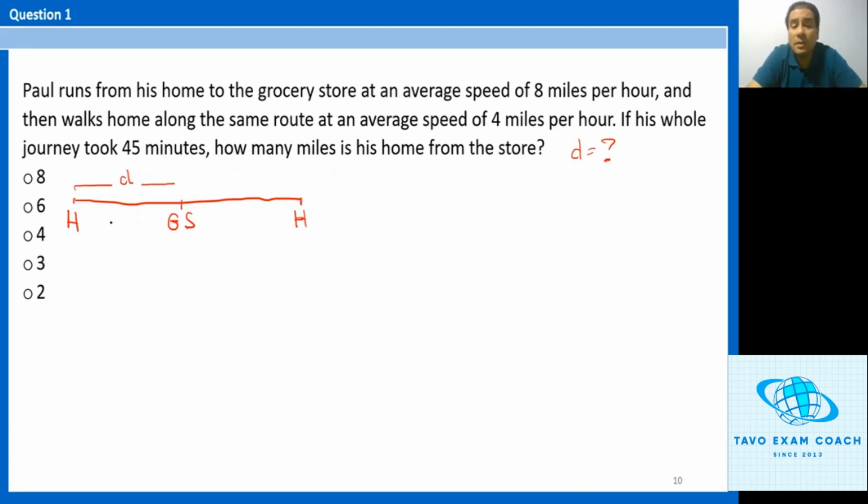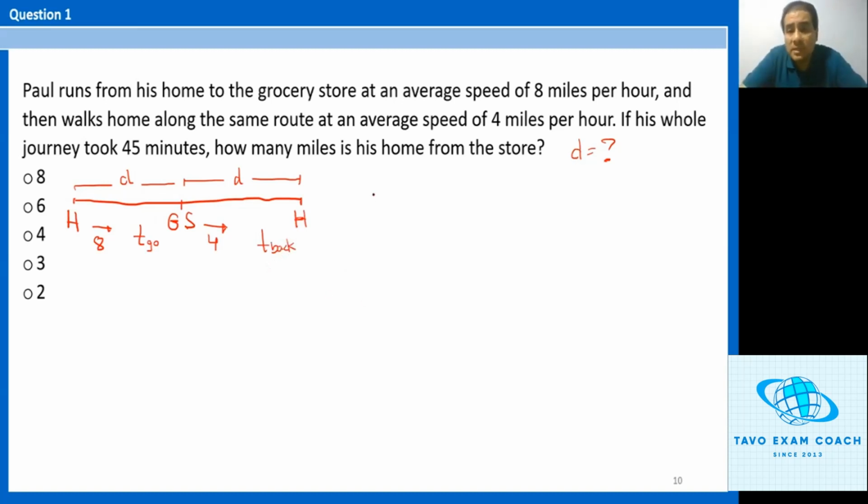And he covered this using a speed of 8 miles per hour. He probably took a certain time. We don't know. We could just call it time for go. And from the grocery store to his home, he covered the same distance going back. But this time, he went slower, just at 4 miles per hour. Evidently, the time for returning from the grocery store to his home, we also don't know.